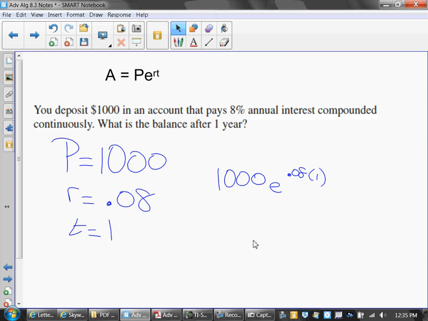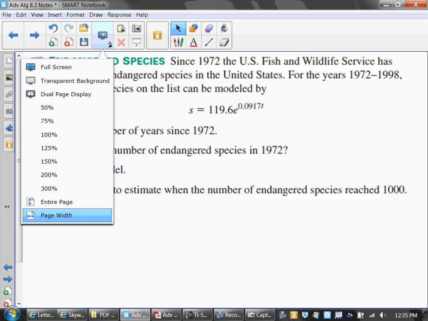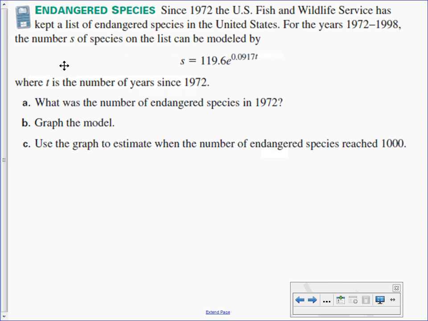All right. So this is the style stuff that we're going to deal with in the word problems. Like I said, these word problems are really quite simple. So try this one. You are looking at a model for endangered species. Since 1972, the U.S. Fish and Wildlife Service has kept an endangered species list of endangered species in the United States for the years from 72 through 98. The number of species on the list can be modeled by the following.